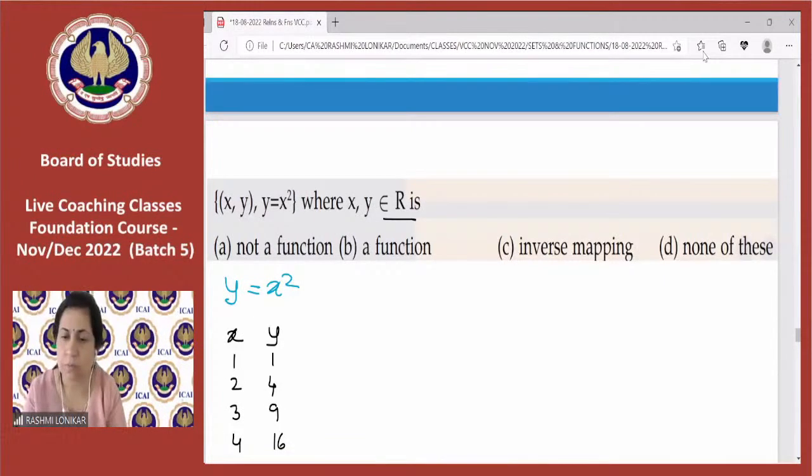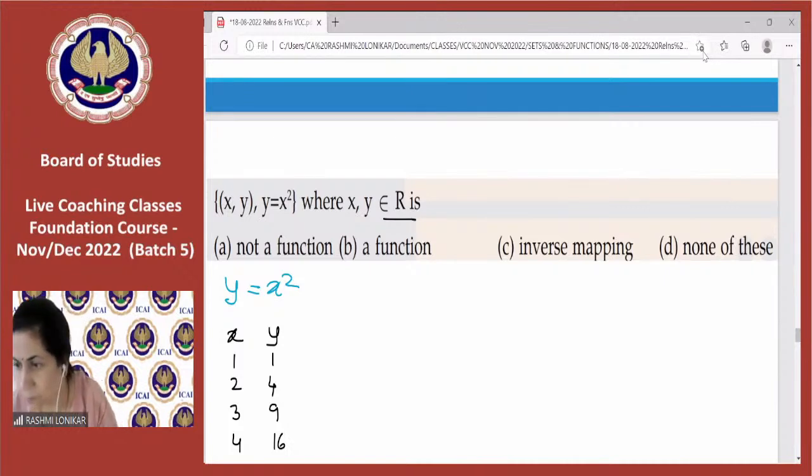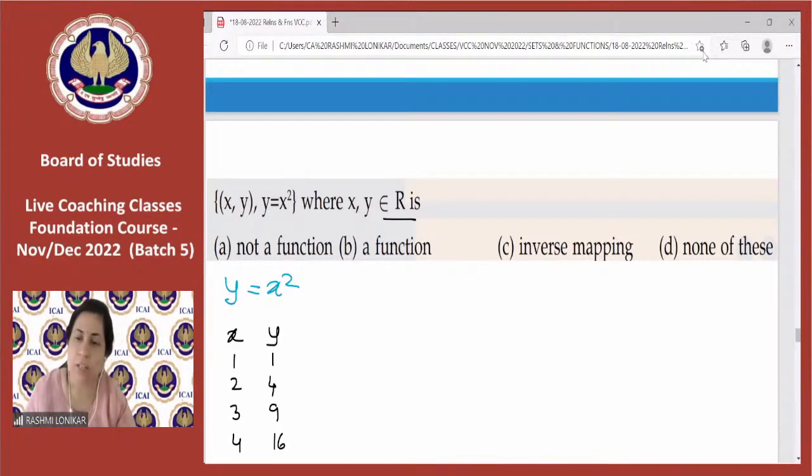Yes, let me know. Excellent, yes, Himanshu. Yes, Preet, what is happening? That it is real. X and y are real. So that is why in this case it is a function. Yes, Himanshu, because it is a real function. Because x and y belong to the real set, therefore this is a function.